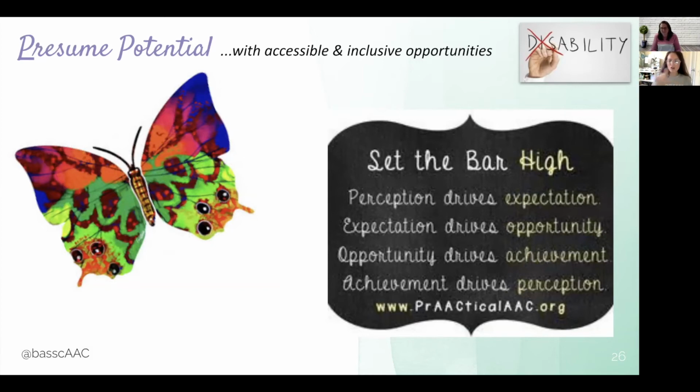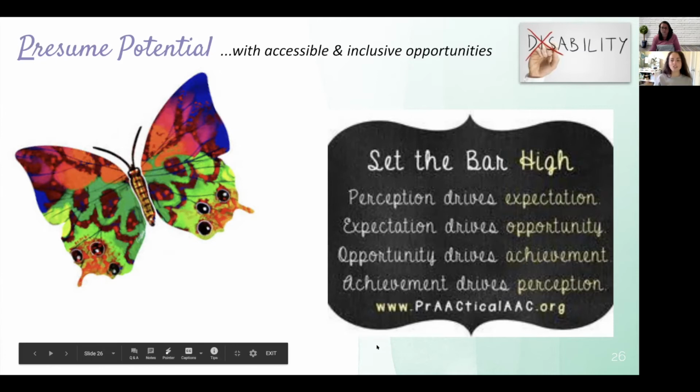And I think it all goes into this: setting the bar high. Perception drives expectation. So if we have the perception that this student is a lifelong learner, because all students are lifelong learners, that's going to drive our expectation. And if we have an expectation that this student is going to learn, then we're going to be providing opportunities for that child to learn. Anybody needs an opportunity to do something in order to learn and to grow and to achieve it. And that achievement then drives our perception, everyone else's perception, and that student's own perception of themselves as a lifelong learner.